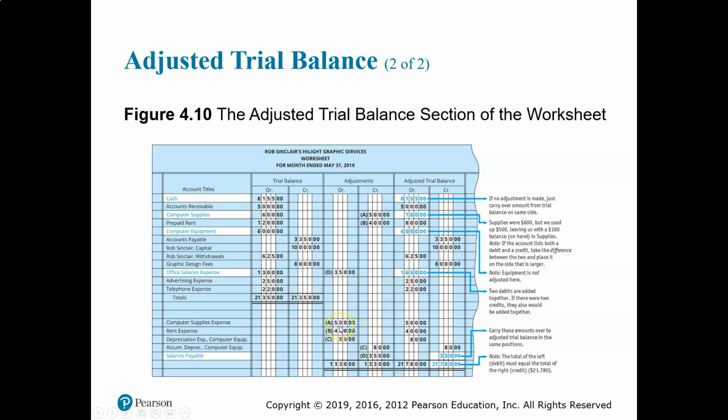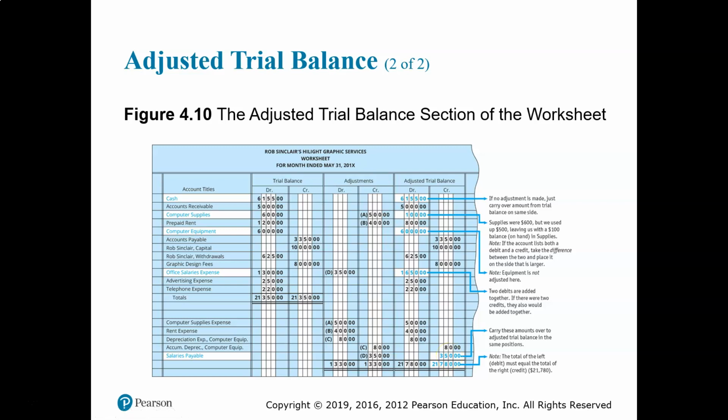You continue to do the same down here with your computer supplies expense. You had a debit and you had nothing in the original trial balance, so you just move that debit across. You move rent expense, the debit across. Depreciation expense, the debit across. Accumulated depreciation is a credit. You move that across to a credit. And then your salaries payable is a liability.